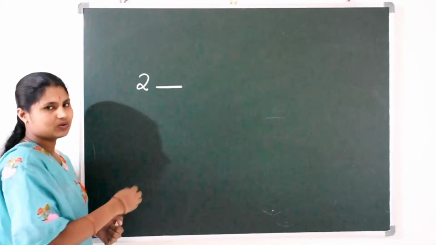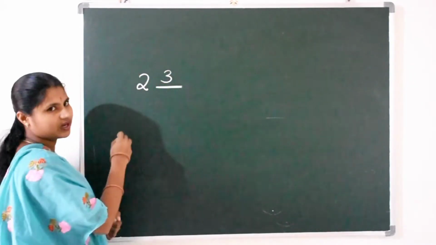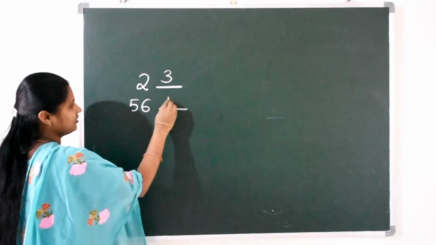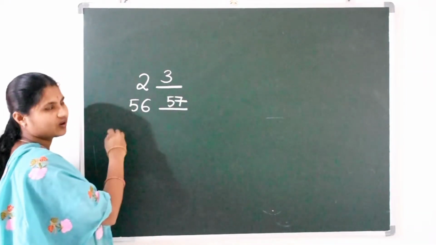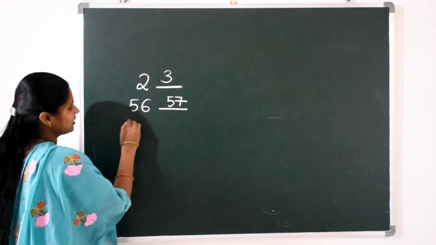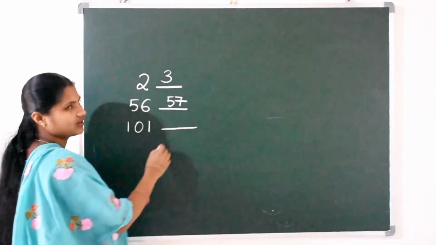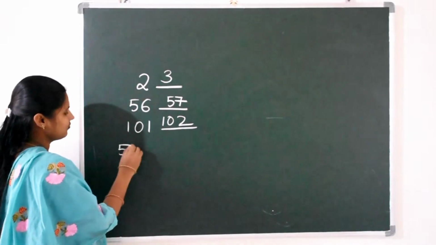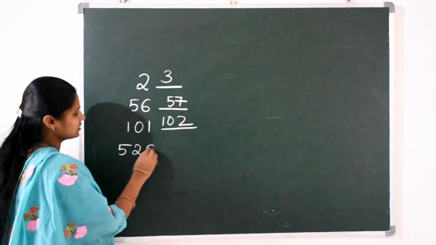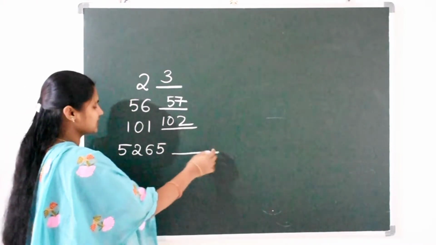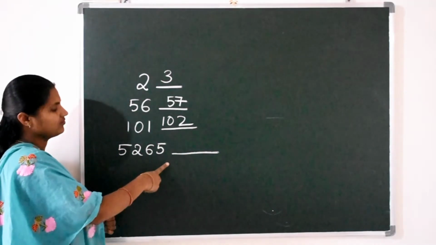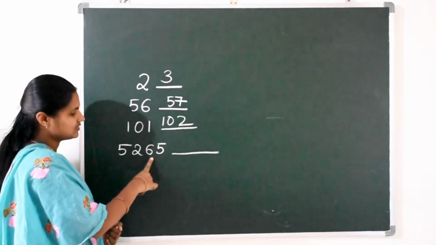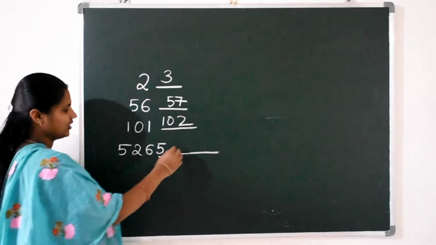Suppose, see here, we can write: the successor of 2 is what? Yes, 3. The successor of 56? Yes, 57. Next, the successor of 101? Yes, 102. Suppose I am writing 5265. What is the successor of 5265? Tell me. Yes, 5266. Right?